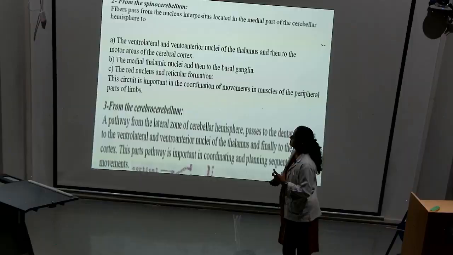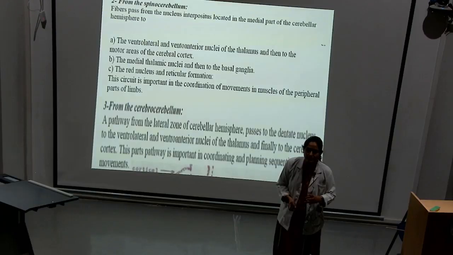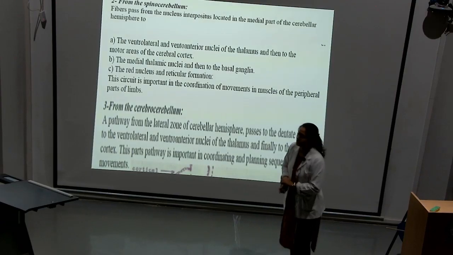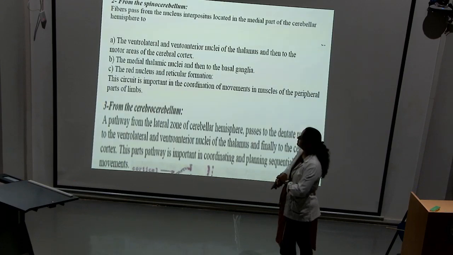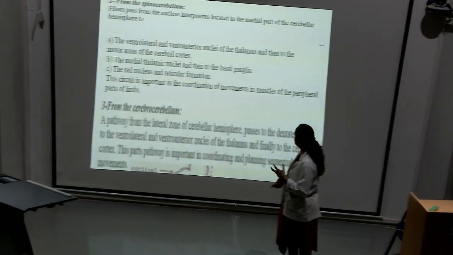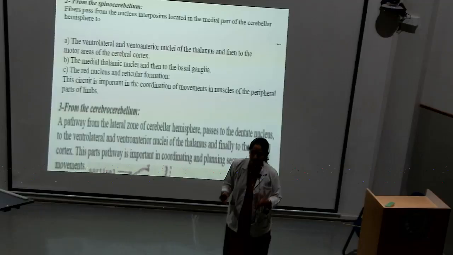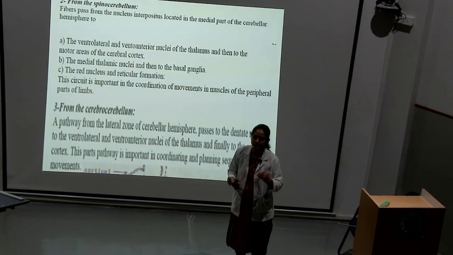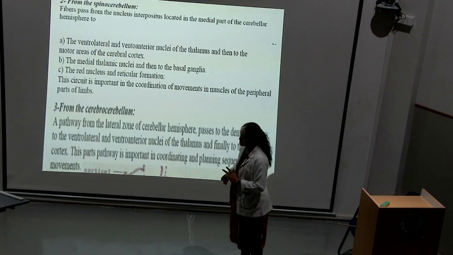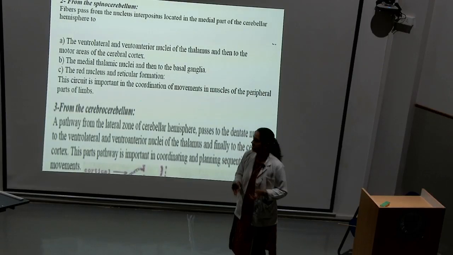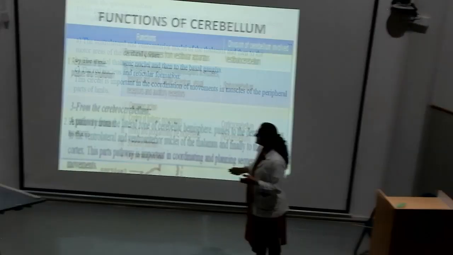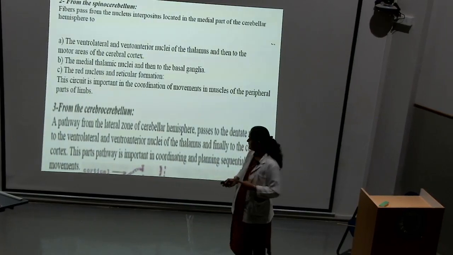From the spinocerebellum, the deep nuclei involved here are the nucleus globosus and the nucleus emboliformis, and from the medial part of the cerebellum they go to the different parts of the thalamus, and from there to the cerebral cortex, and this is helping in movements of the peripheral parts, that is, in the limbs. So, the archicerebellum or vestibular cerebellum was concerned with the trunk muscles, whereas the spinocerebellum is concerned with the movements in the limbs. From the most lateral part, finally, you have the cerebrocerebellum.